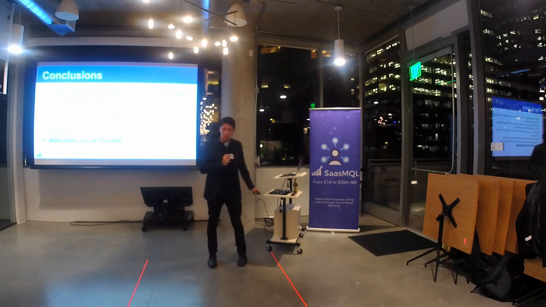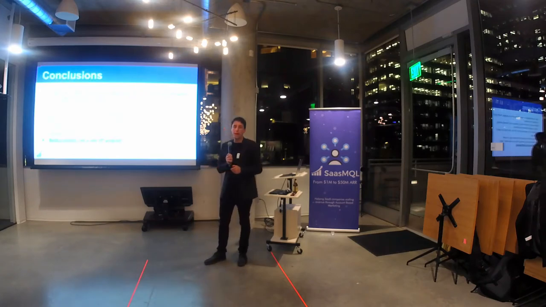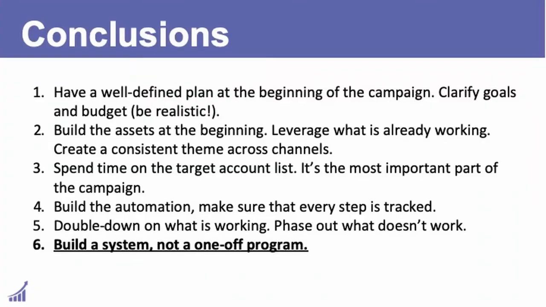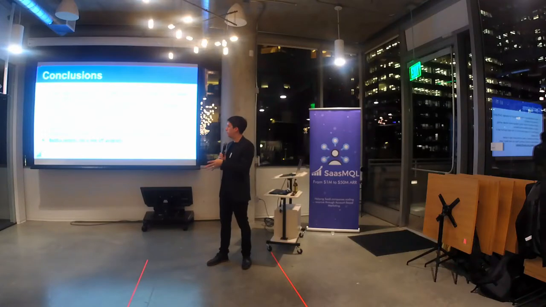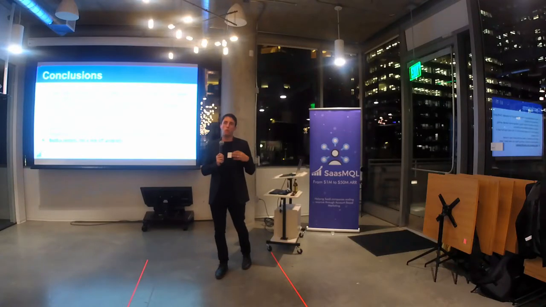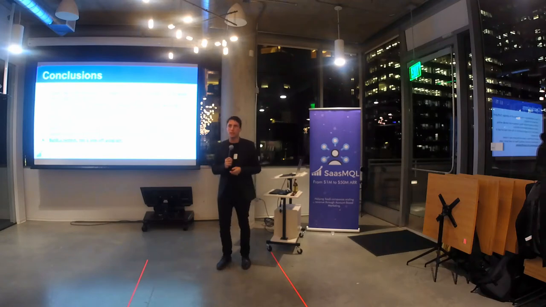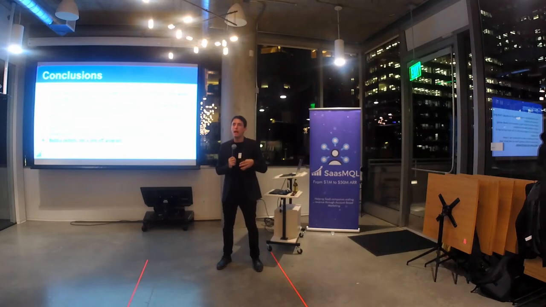So, in conclusion, you need to have a defined plan from the beginning. So, have everything clear. What are your goals? What's going to be the account list, what's going to be the budget, and make sure that you don't stop as soon as you start spending, because it's going to take some time to see this through. Build the assets at the beginning. One thing you want to avoid is having to scramble at the last minute to build banners, build print boxes, to do anything. Do it at the beginning of the quarter, or at least plan the whole quarter, so you are prepared, that's how you save time ahead as well.